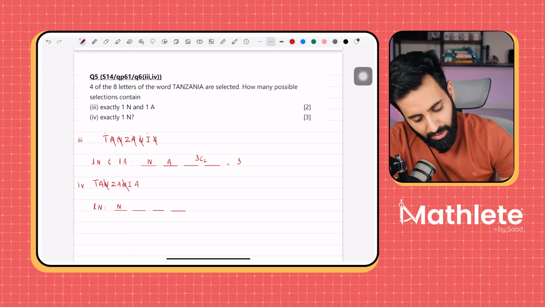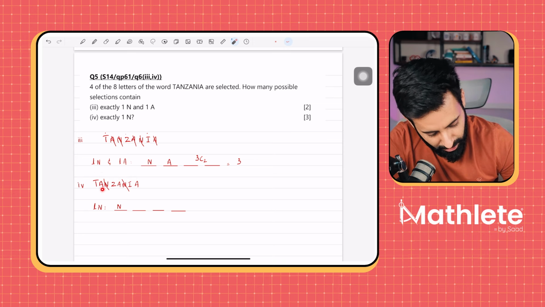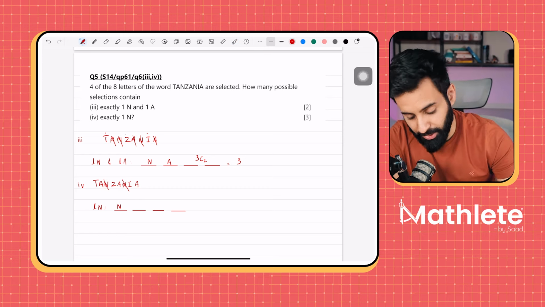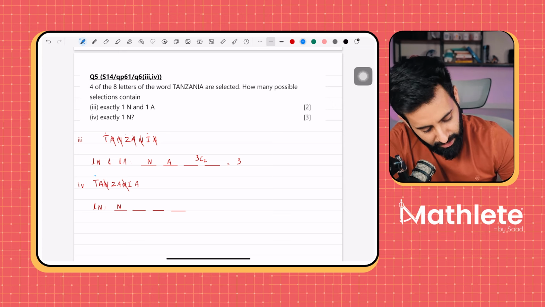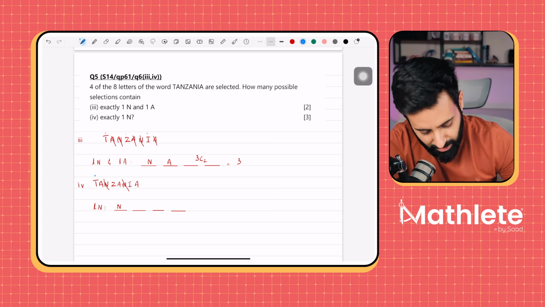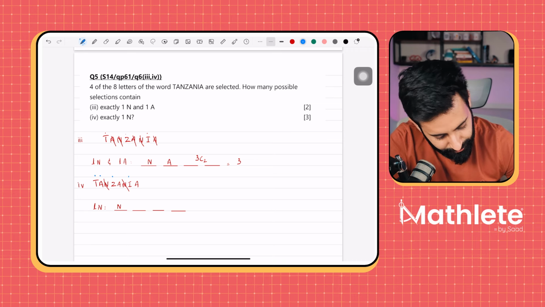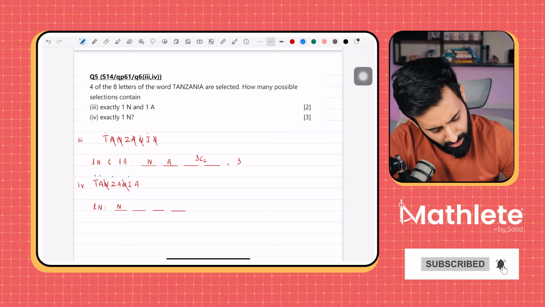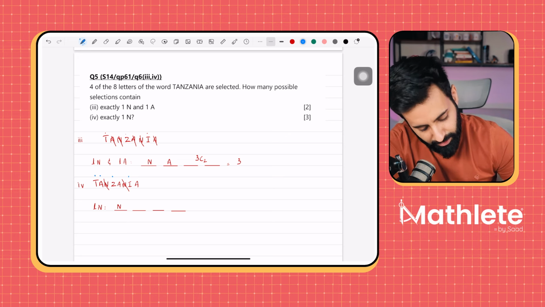Now, here's the thing. After crossing out the N's, the letters that we're left with, are there any repetitions? Yes, there are. If you think about it, A is being repeated 3 times. Okay, so I hope you're thinking what I'm thinking, but if you're not, there's nothing to worry about. We'll figure it out together. So let's first count the number of unique letters that we're left with. We're left with 1, 2, 3. No, actually, we're left with 4 unique letters. 1, 2, 3, 4.